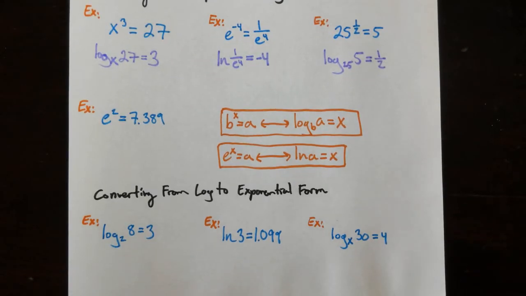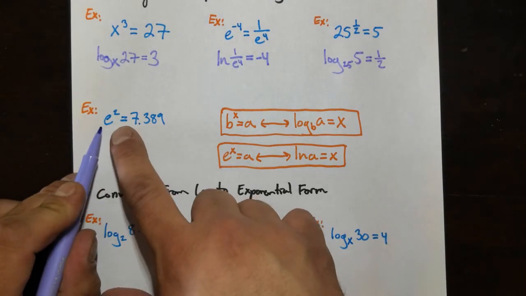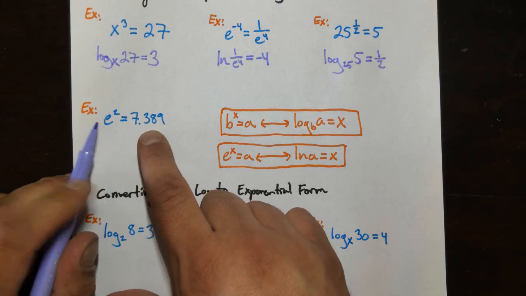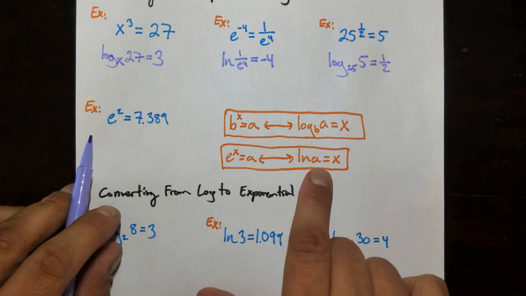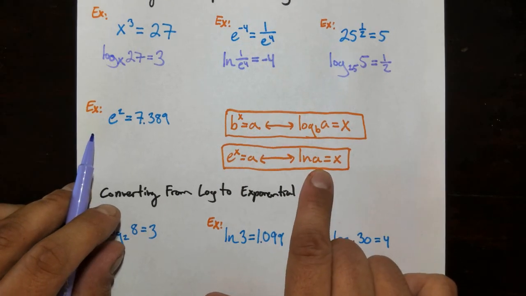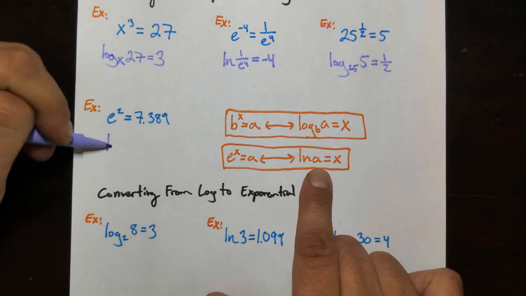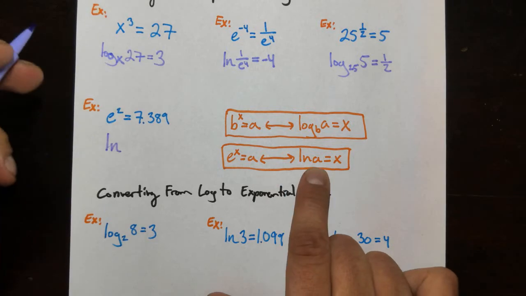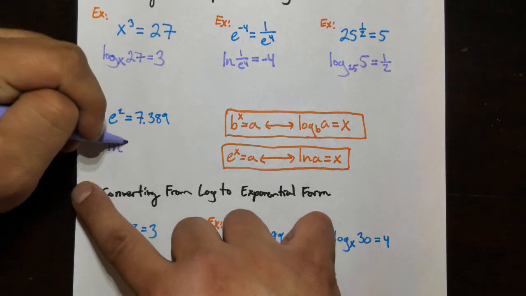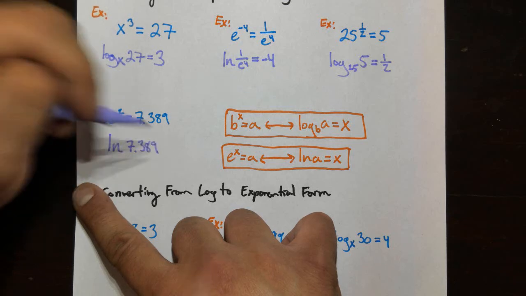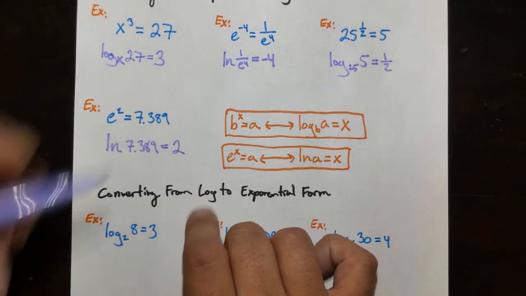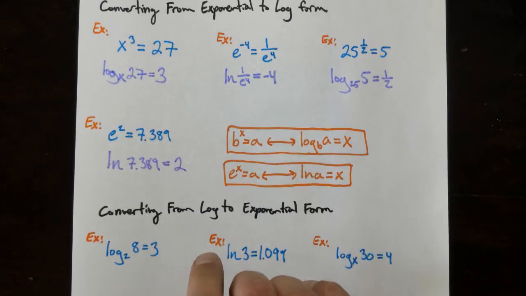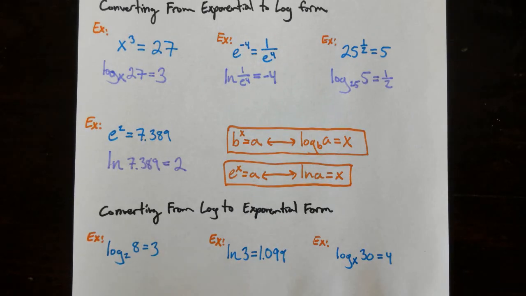And here we're given an e again in this next example. e squared is equal to 7.389. So I'm going to write it as a natural log. Natural log of a, which is 7.389, is equal to x, which is our exponent, 2. Just like that. So here's converting from exponential to log.